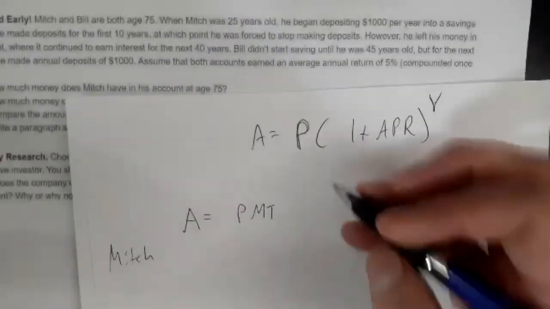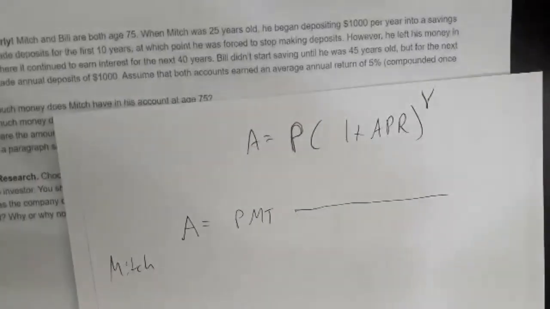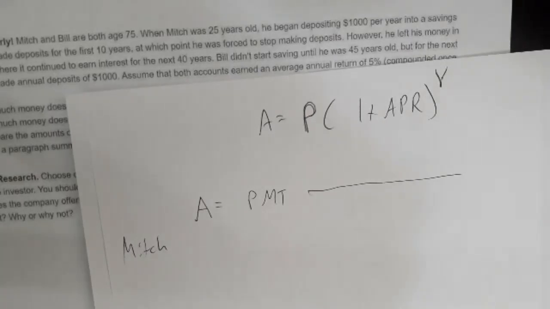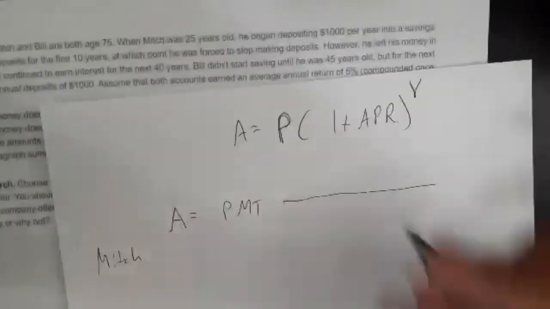So for the first 10 years, okay, which one? Correctly and don't flip it, right? Okay, so payment times 1 plus.